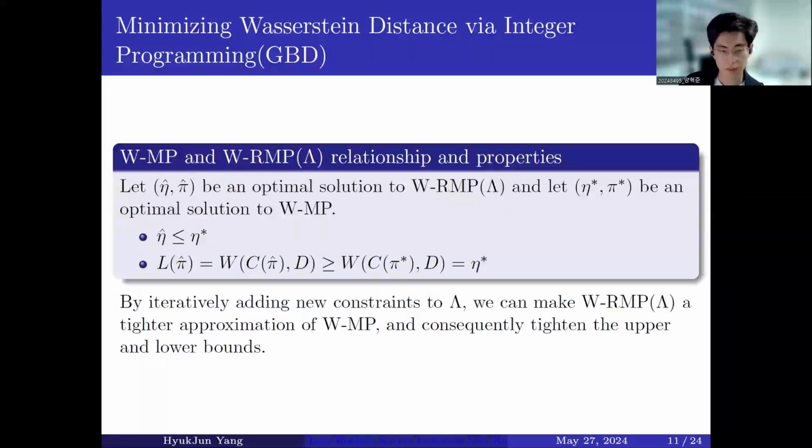Assume that there's an optimal point eta star and pi star. Since WRMP is a relaxation, eta star is lower bounded by the approximation eta hat. Also, because pi star is the minimum point of distance, eta star is upper bounded by the Lagrangian of pi hat. In conclusion, by continuously adding constraints to lambda in the relaxation, we can converge to pi star and eta star.